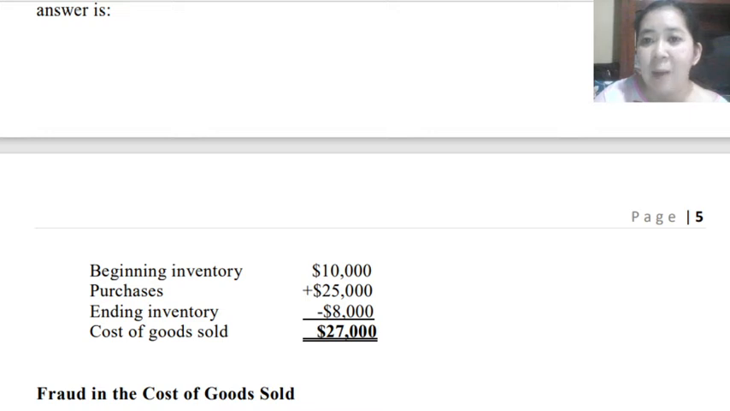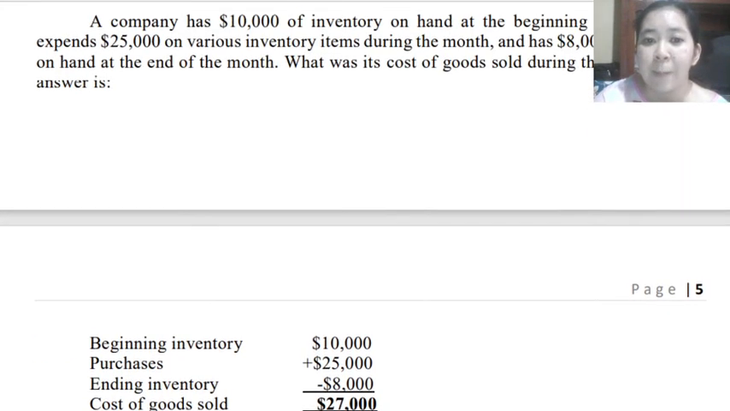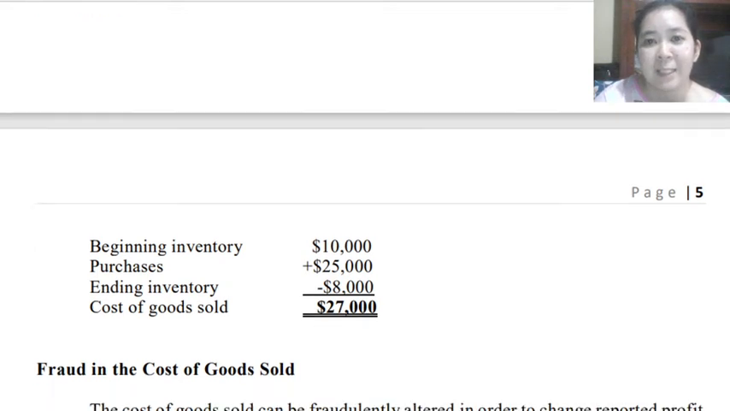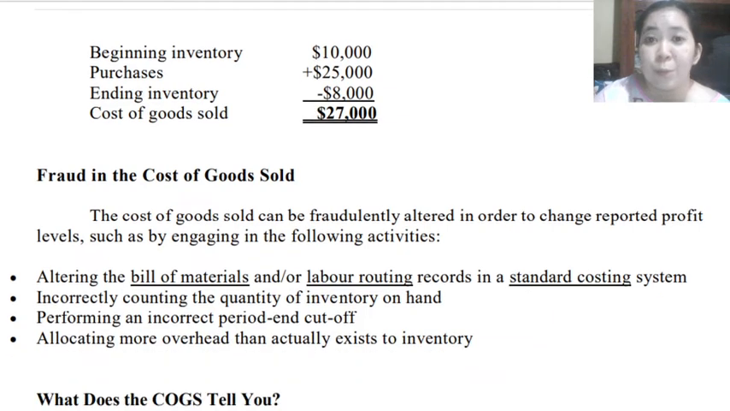Okay, so that's how you solve using our cost of goods sold formula. But this one is for a merchandising type of business. Okay, so fraud and cost of goods sold.